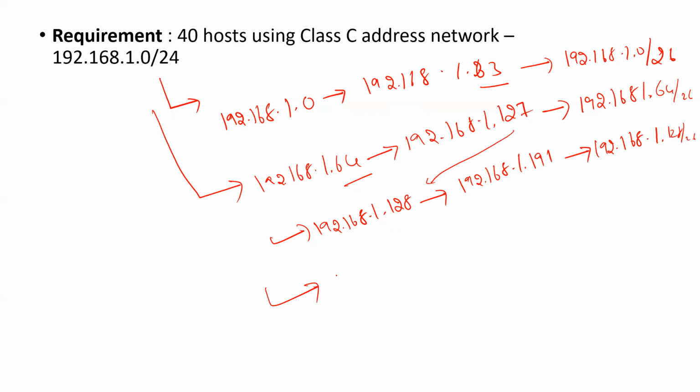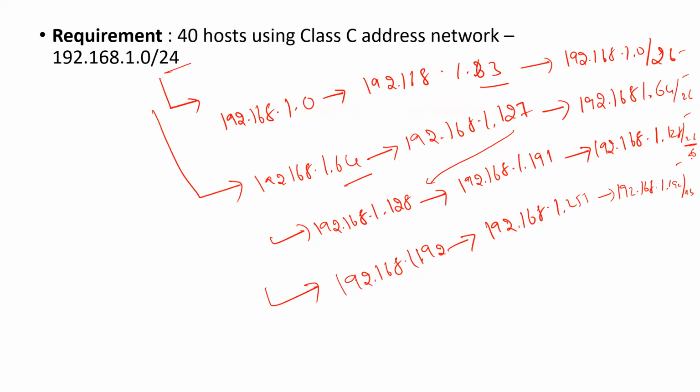Again, 192.168.1.192 to 192.168.1.255. So that is 192.168.1.192/26. So we are dividing this /24 into 4 /26 networks. Here the /26 remains fixed, right? That's why we are telling it as FLSM, fixed length subnet mask.